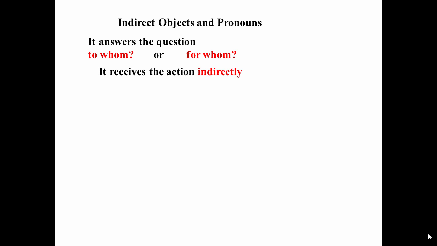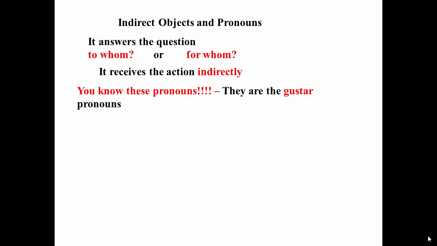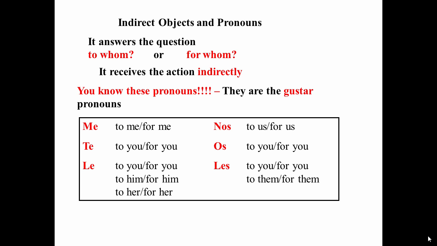Now you know these pronouns as well. It receives the action indirectly. Okay? The direct object receives it directly. That's why it's called the direct. So you know these pronouns. Okay? They are the gustar pronouns. So they are me, te, le, nos, os, les.